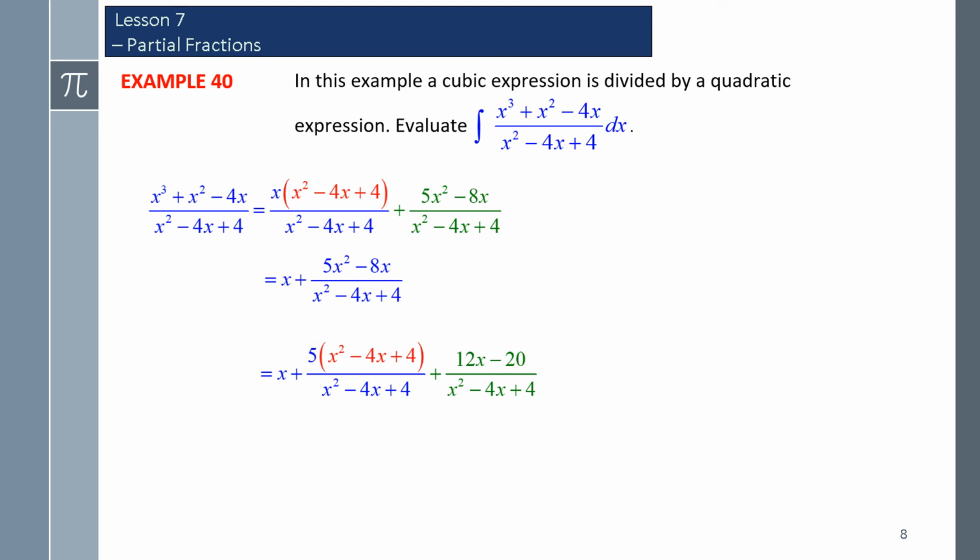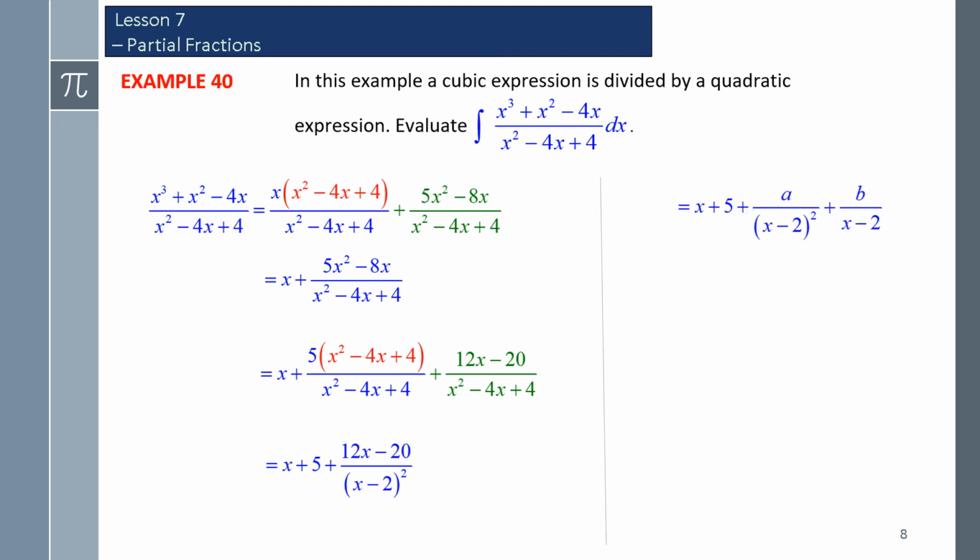So I better have 12 more of the x's. 5 times 4 is 20. I never had a 20, so I better take off 20. That cancels out with that. So I'm left with x plus 5 plus 12x take 20 over x take 2 squared.